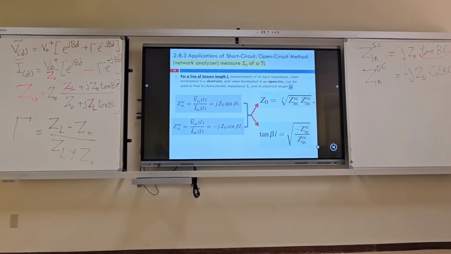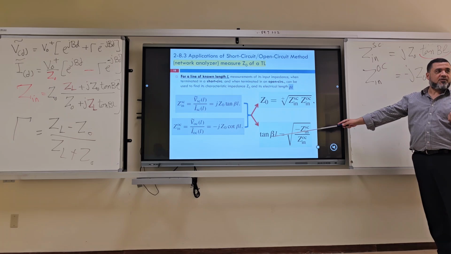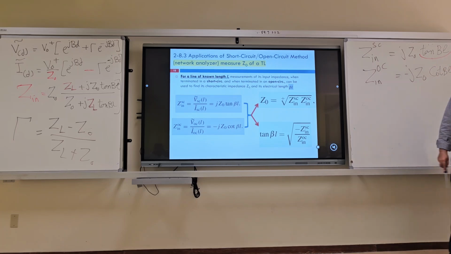Is there a mistake? Find the length, Doctor. The length is from here. We will find beta, which is 2 pi over lambda. So if you know the frequency, you should know the frequency, so you can find beta as 2 pi over lambda and then find L from this equation. But did I make a mistake?